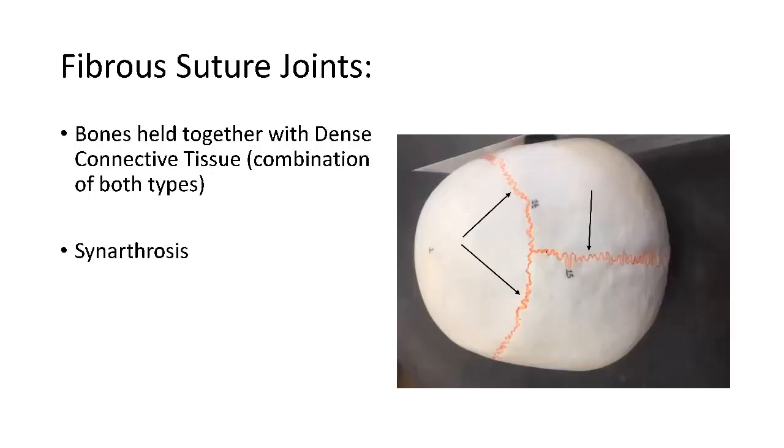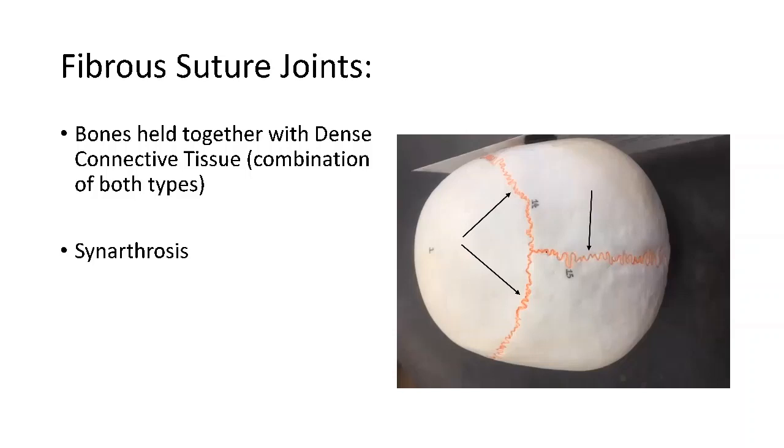So let's look at this. On this photograph, this is a plastic skull, which has had the suture joints inked in so you can see them better. The bones are held together with dense connective tissue. It's a combination of both types. It is definitely synarthrosis. You don't want them to be moving after they've done growing. We are not going to learn the names of the sutures at this point, just be able to classify this as a fibrous suture joint. You have to include fibrous and you have to include suture.